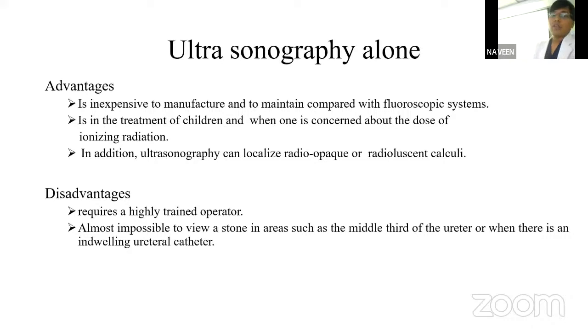Now come to ultrasonography. The advantage of this technology is it is inexpensive compared to the fluoroscopic system. It can be used in children and does not expose anyone to radiation, so it is safe for the staff, for the surgeon, and for the patient also. And they can localize both types of stone, radio-opaque and radiolucent. But the disadvantage of this technology is they need a very well-trained operator.